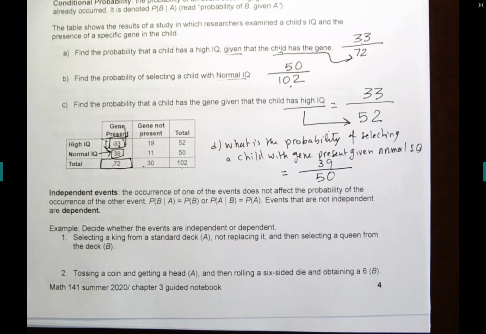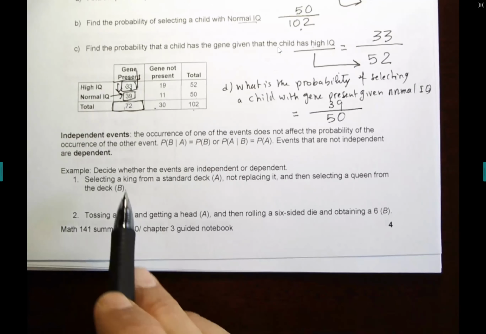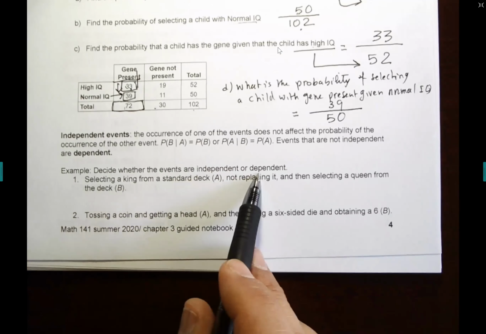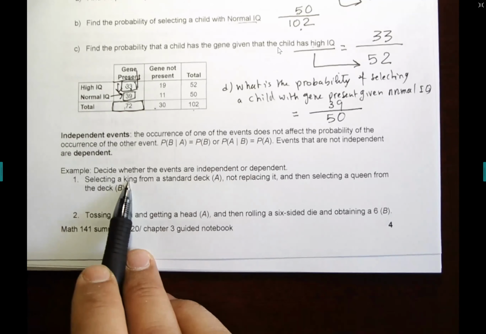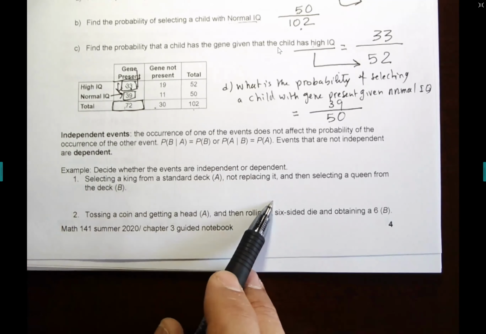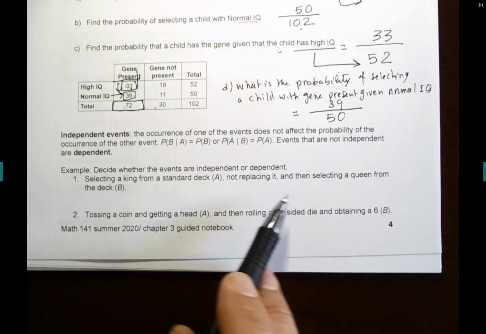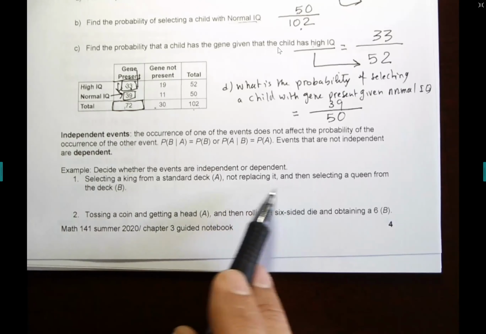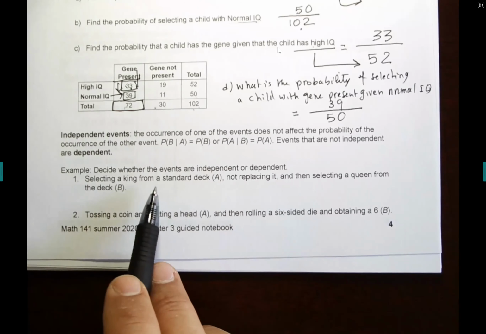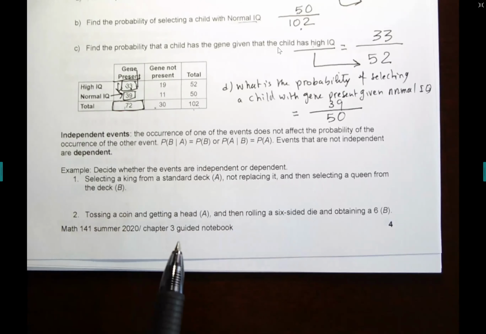Let me give you some examples to give you a better sense of what independent events are. Decide whether the events are independent or dependent. Selecting a king from a standard deck of cards, which has 52 cards, not replacing it, that's the first event. And then selecting a queen from the deck, that's the second event. Do you think the two events are dependent or independent?